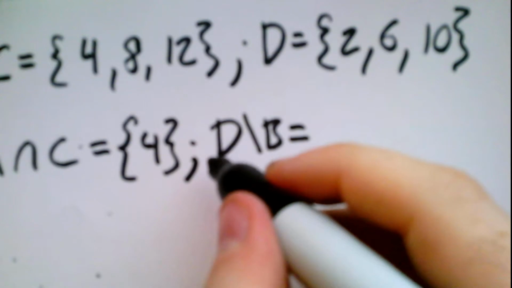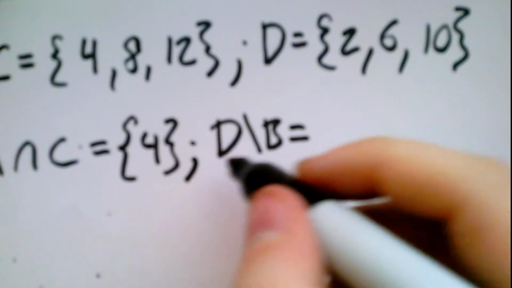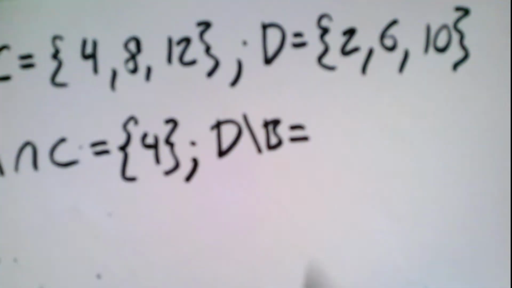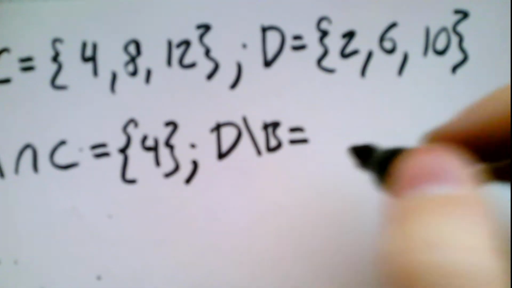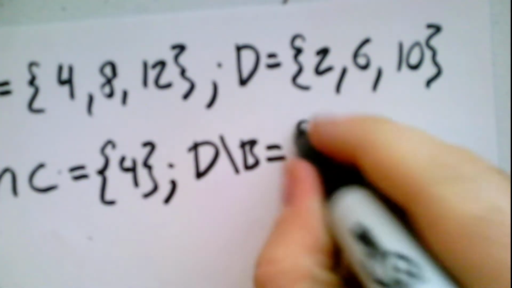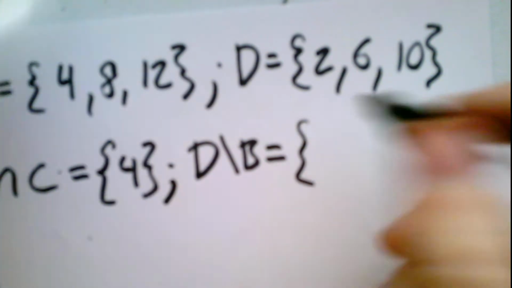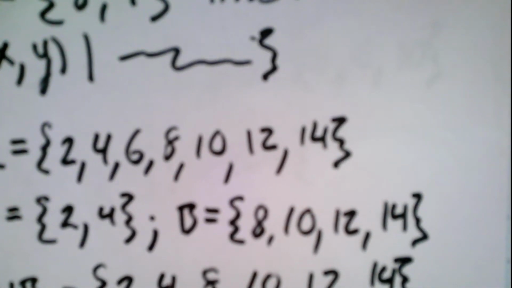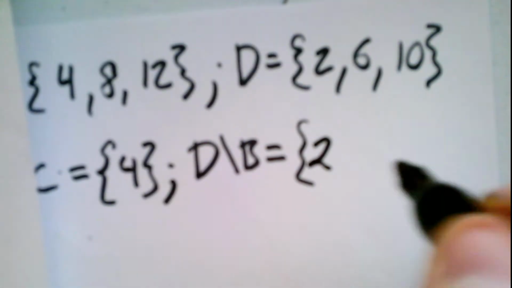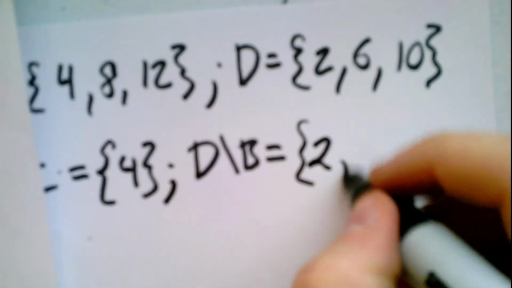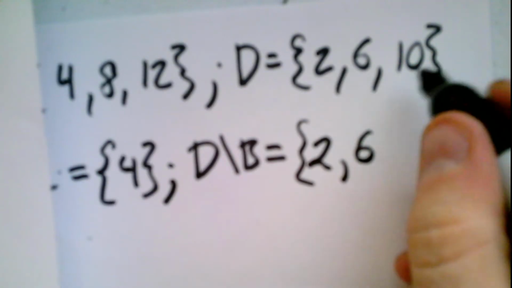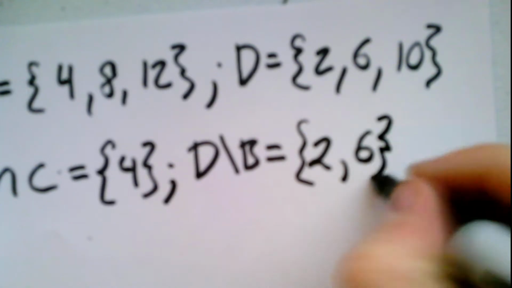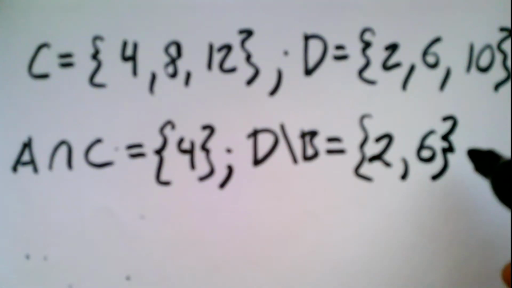So this notation means we take all of the things in D, and we delete the ones that happen to also be in B. We look at D and we see this is 2, 6, and 10. Now 2, when we look back at our definition of B, is not in B, so it gets to be in our difference set. 6 is also not in B, so it gets to live in there too. But 10 is in B, so we delete it, and that's the last element of D, so we close off our set. So D minus B is 2 and 6.